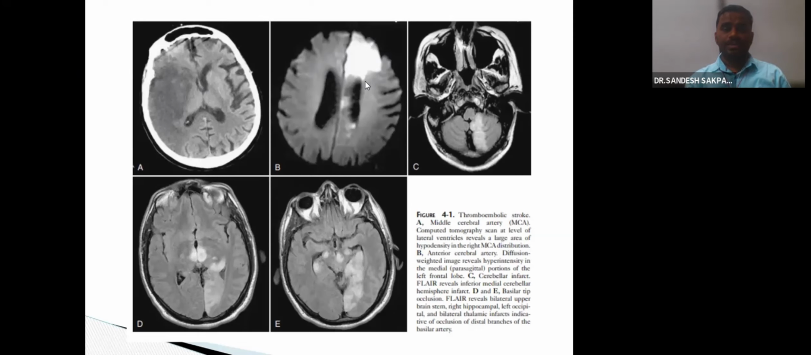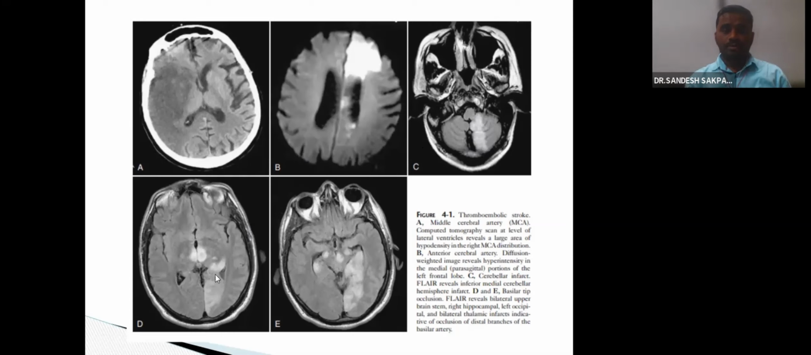We can see here the hyperintensity in the medial part of the frontal lobe. This is the left side of the brain, so this is a left side frontal lobe infarct. Coming to the C section, I can see the FLAIR image, where the left side of the cerebellar hemisphere shows hyperintensities, which shows there is an infarct in the left side cerebellar hemisphere.